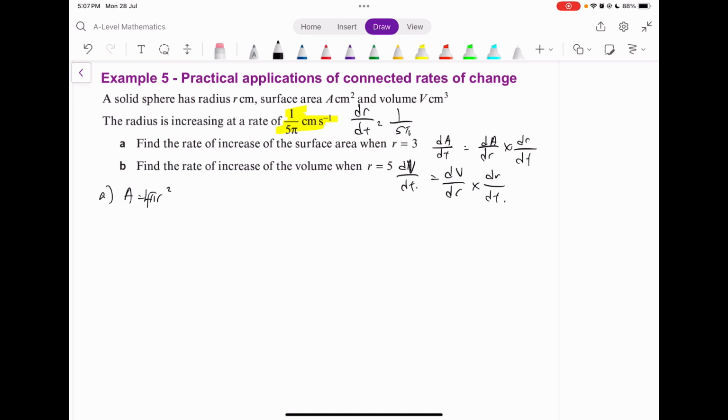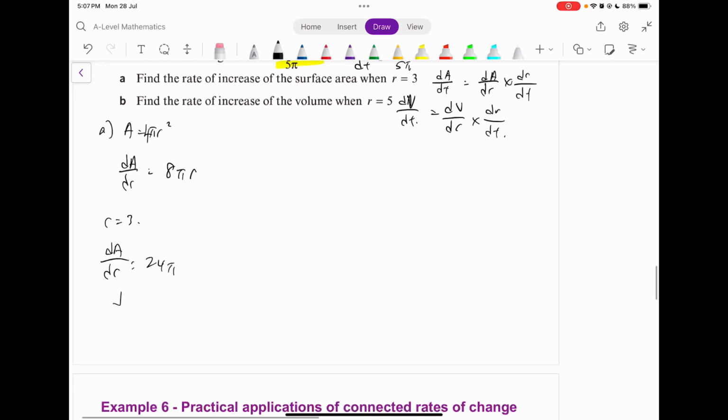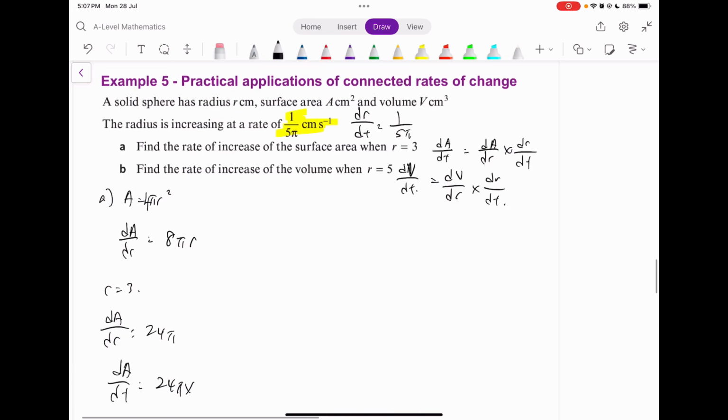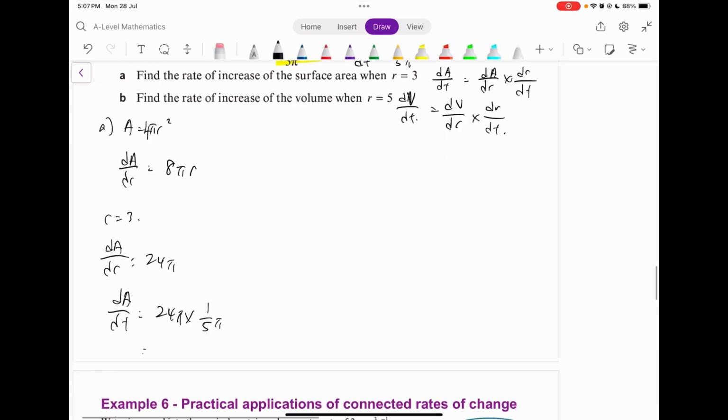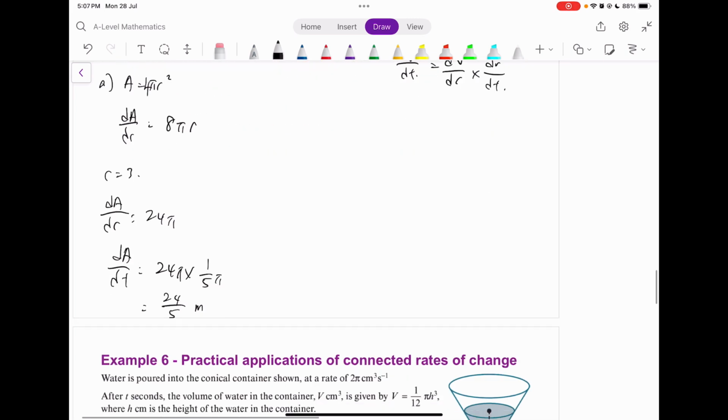Now, dA over dr, that makes it as 8 pi r. And we are asked to find r equals 3. What is the rate when r equals 3? 所以所有的 r 都要换成 3。So dA over dr equals to 24 pi. And hence our answer dA over dt is equals to 24 pi times 1 over 5 pi. And our answer is just 24 over 5 cm square per second.